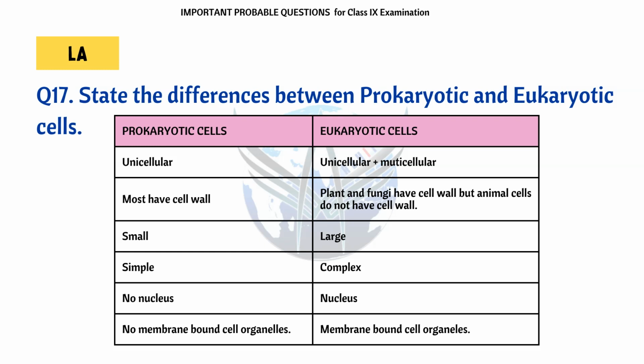Then the prokaryotic cells are simpler. Eukaryotic cells are complex. In prokaryotes we do not find a nucleus. Yes, we find a nucleoid, which is a nuclear region, but not a proper nucleus. In eukaryotes we get a proper nucleus with nuclear membrane and everything. And prokaryotic cells have no membrane-bound cell organelles, whereas eukaryotic cells have proper membrane-bound cell organelles. So I have mentioned the main points; you form the sentences.